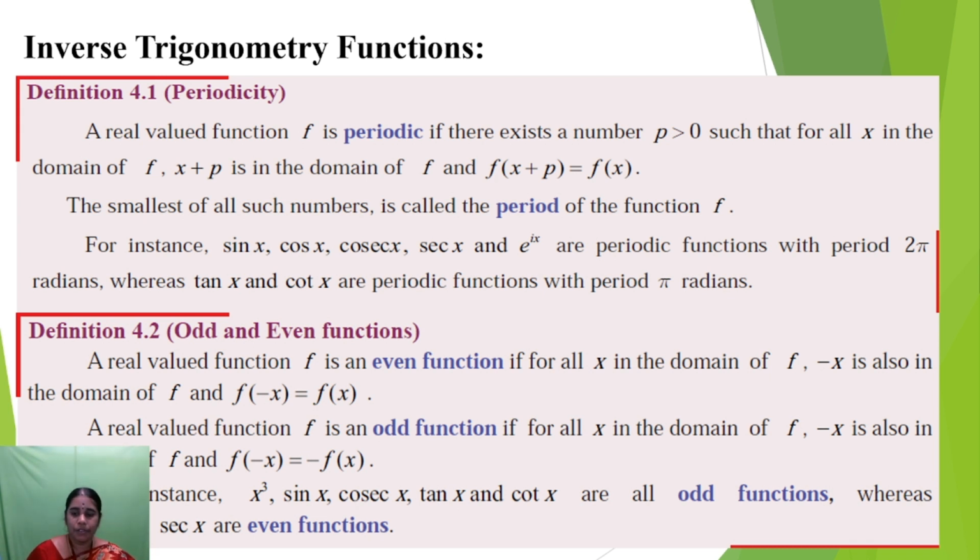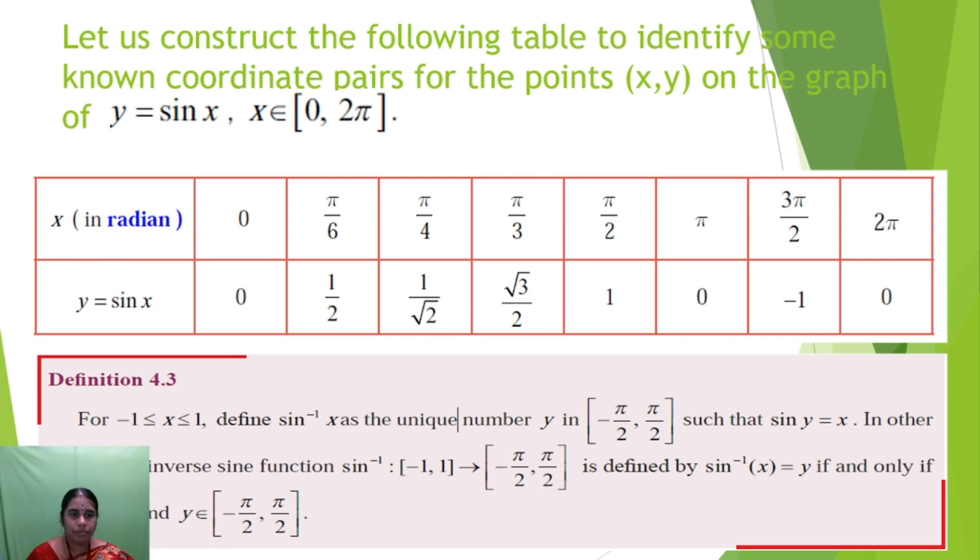Some examples of even and odd functions. For even functions, we have square terms. All square functions are even functions, so x square. Again, cos x and sec x are even functions. For odd functions: x cube, odd powers of anything, x cube, x power 5, etc., sin x, cosecant x, tan x and cot x. They all belong to odd functions.